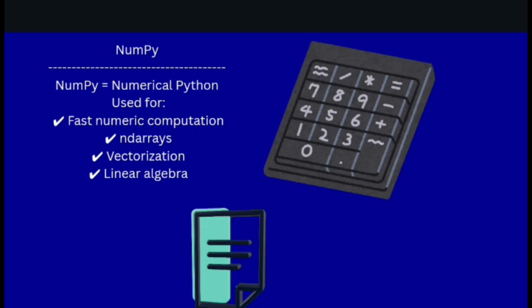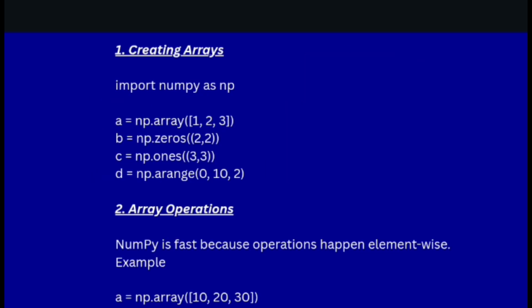Now you are clear about Pandas and NumPy. Now we are creating an array. First, import numpy as np. First thing is we are creating an array. Next we are making zeros, then ones(3, 3), and d = np.arange(0, 10, 2). By this we can create an array.